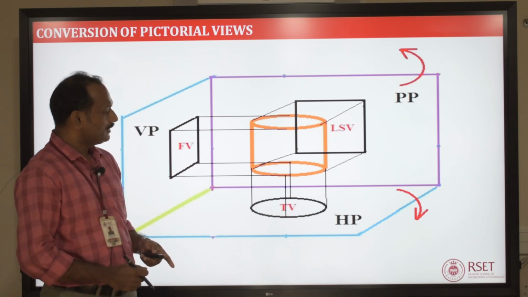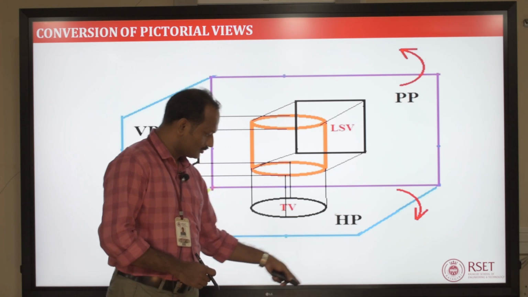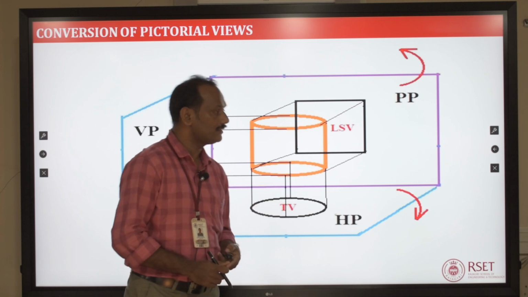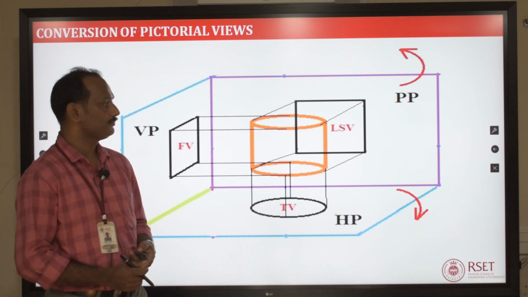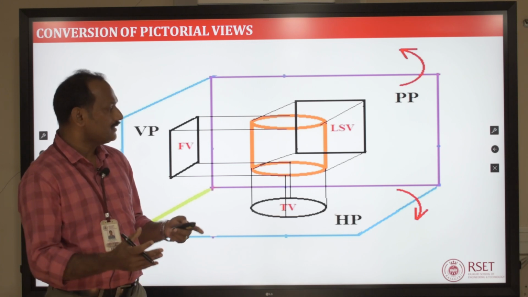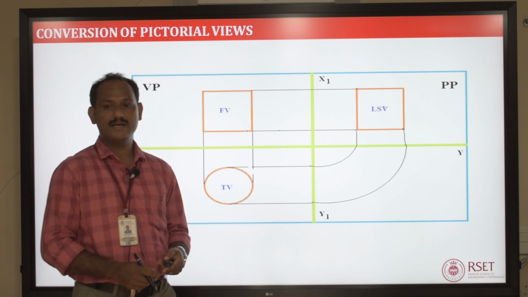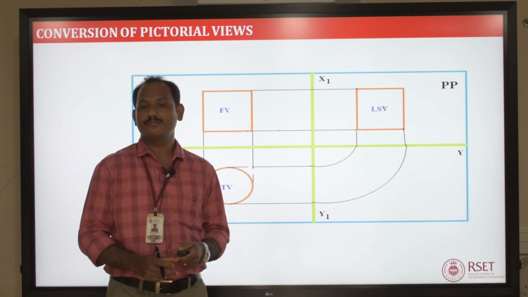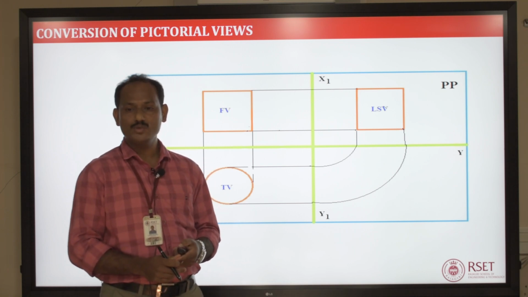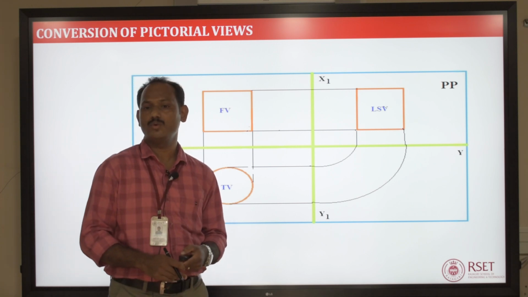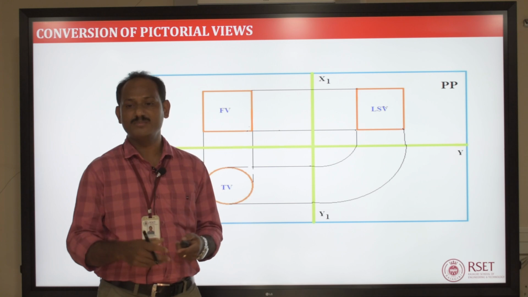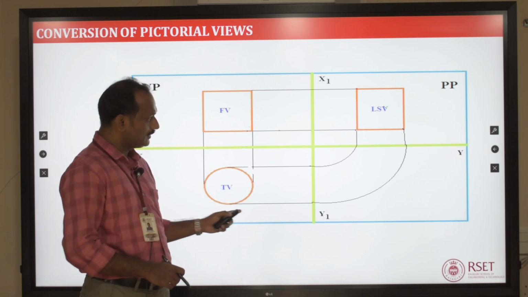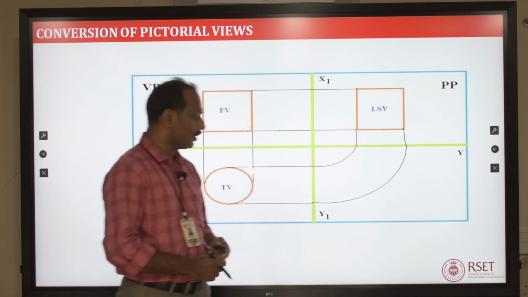Now, to make it 2D, you rotate the horizontal plane clockwise downward and the profile plane towards the right side of the vertical plane. That is, we are opening the first quadrant. So, we will get the orthographic views, front view, top view and side view of the real object. This is the front view, this is the top view and this is the left side view of the object.